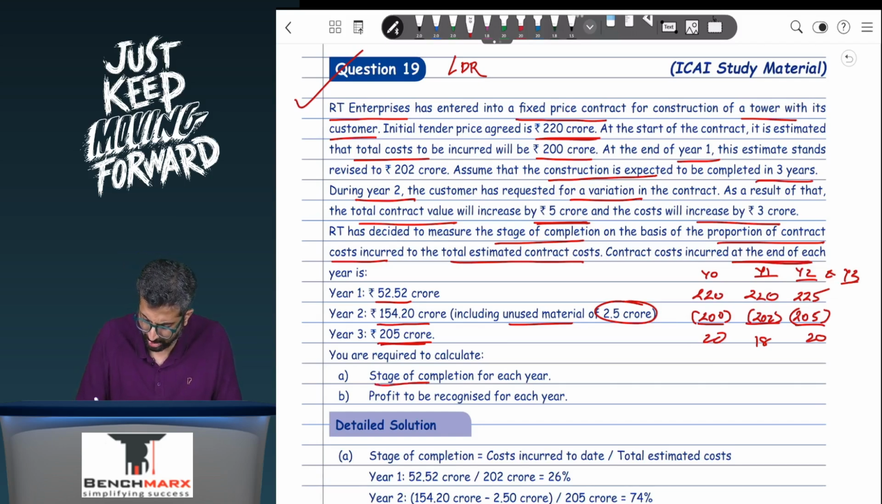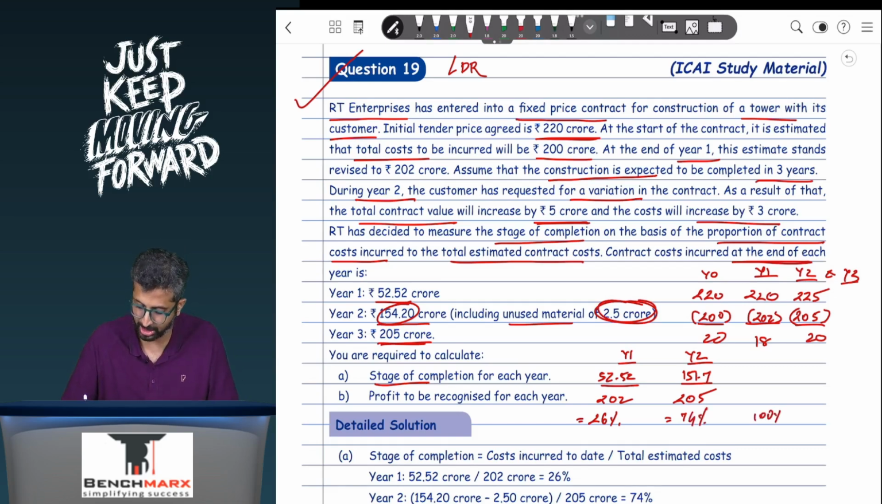You are required to find the stage of completion for each year. So if I go to year 1, this is total cost incurred 52.52 divided by 202, which is your total estimated cost. 52.52 upon 202 comes to 26%. When you go to the second year, your cost incurred in total is 154.2 till date, minus 2.5 because there are unused materials. So this is 151.7 upon, I am expecting, 205. So upon 205 in percentage comes to 74%. And last year 205 by 205, so the entire 100% is completed in the last year.